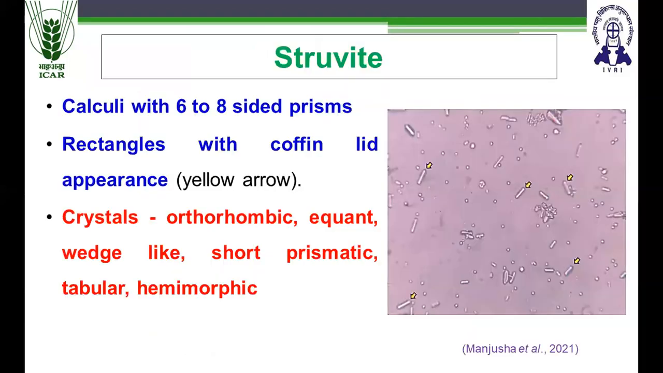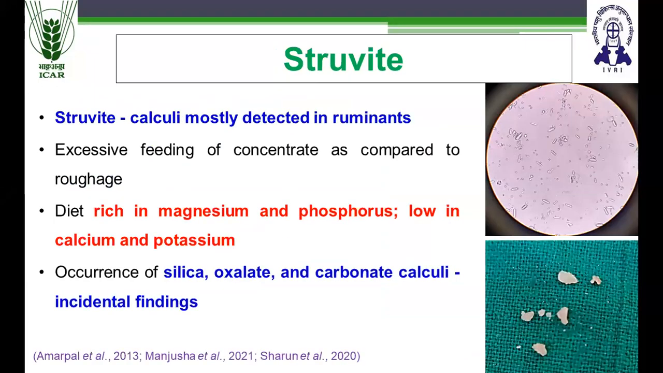Since most of the literature and cases have been struvite calculi, I will tell in detail about struvite calculi. As I already mentioned, it is prism-like, a 6 to 8-sided prism. It is rectangular with a coffin-lid appearance, and it can take any shape, that is orthorhombic, prismatic, tabular, hemimorphic, etc. Struvite calculi are mostly detected in ruminants, especially sheep and goats, due to excessive feeding of concentrate as compared to roughage. A diet rich in magnesium and phosphorus, and low in calcium and potassium, predisposes them to this calculi. The occurrence of silica, oxalate and carbonate calculi are incidental findings in ruminants, and they are very few. So the most common calculi is struvite calculi.